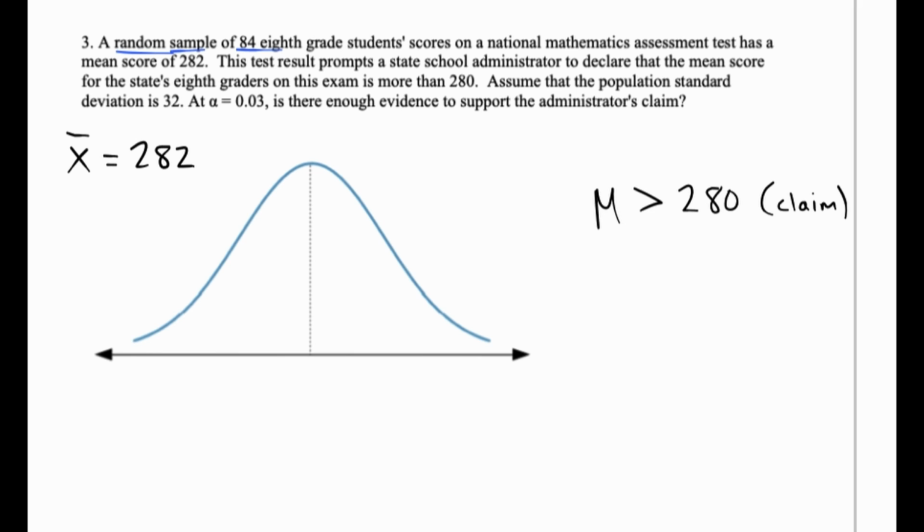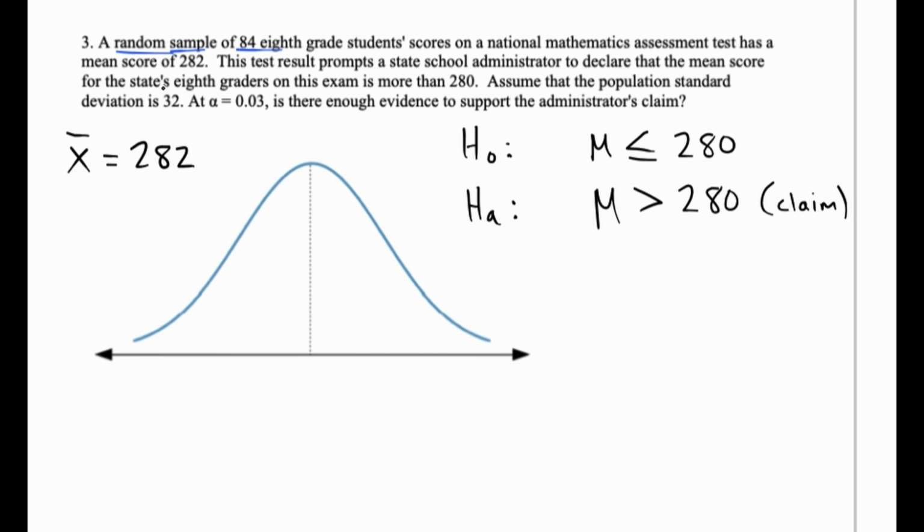Now, since what they're saying does not include an equals sign, what they're saying must be the HA, the alternative hypothesis, because H0 has to go with equals. And so we want to write the complement of what was claimed. The complement of what was claimed is that the mean score of the students' tests would be less than or equal to 280. Alright, that's the start of it.